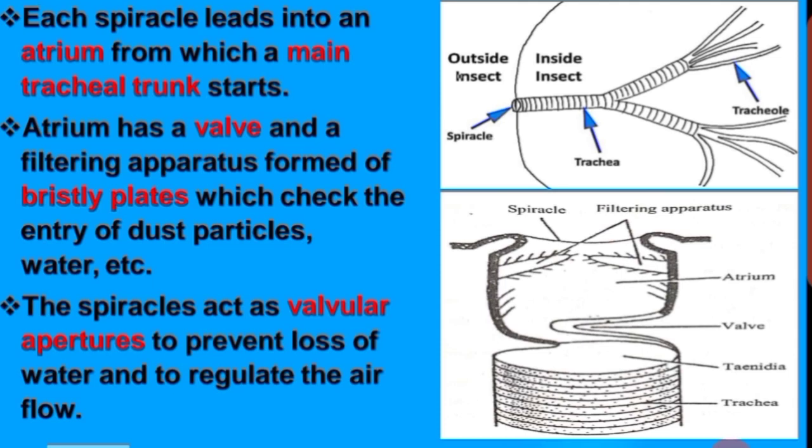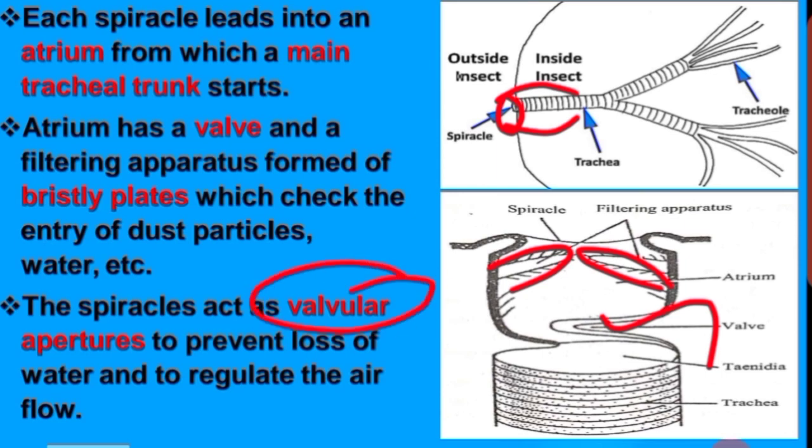Once again I repeat, listen carefully. Spiracle leads into atrium, right? Atrium has a wall and bristle apparatus. These bristle plates check the entry of dust particles and water. The spiracles act as valvular apertures because they prevent water loss as well as regulate the airflow.